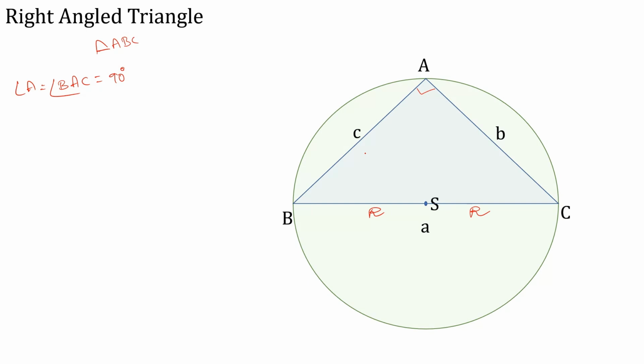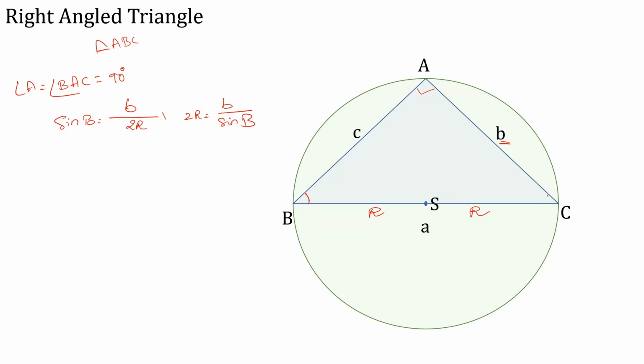From this right angle triangle, say if we are considering this angle B, sine of this angle can be written as opposite, which for sine B is this small b, upon the hypotenuse, here BC. BC is nothing but BS plus CS, so it is R plus R, which is 2R. On rearranging this, we can write 2R is equal to small b upon sine B.